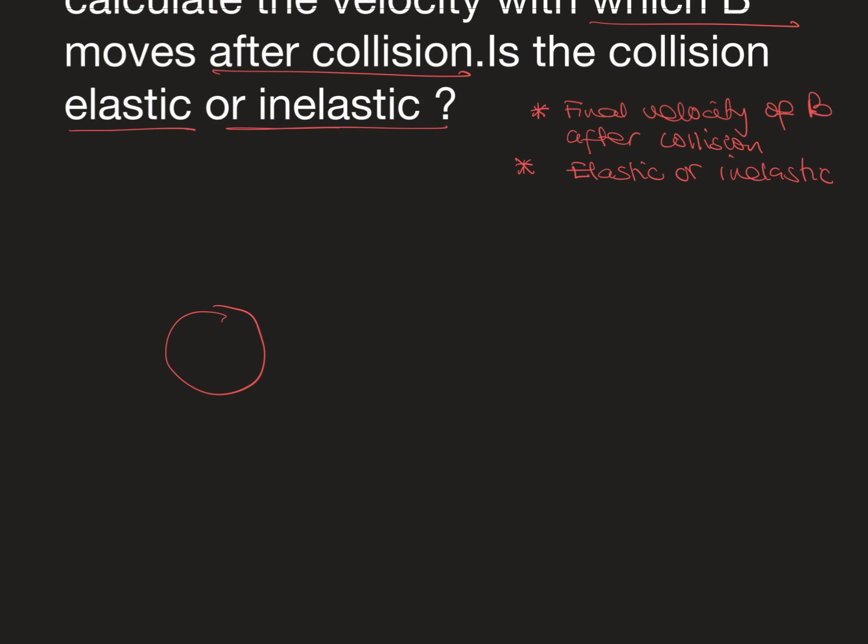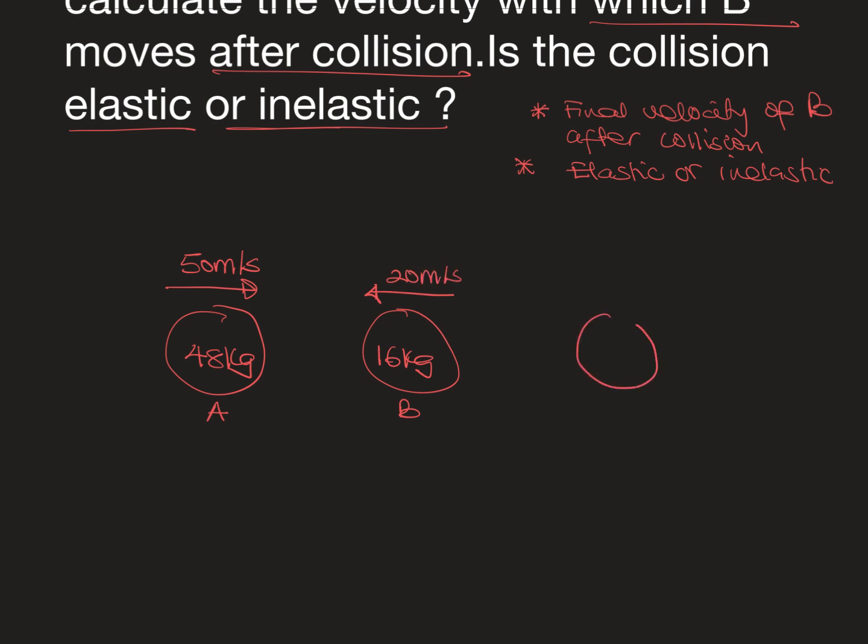If I should draw the situation before collision, let's say we have body A and we have body B here. Body A is 48 kilograms. It is initially moving at 50 meters per second. It had a head-on collision with a body that was moving in the opposite direction, which is body B, of mass 16 kilograms, moving at 20 meters per second.